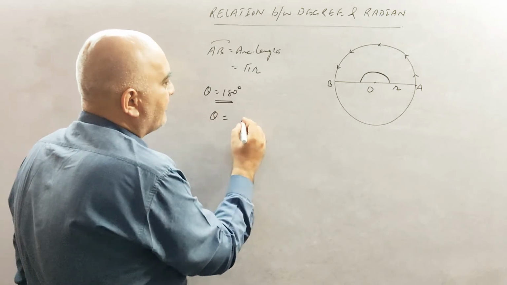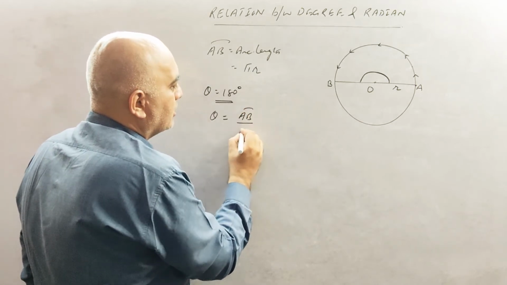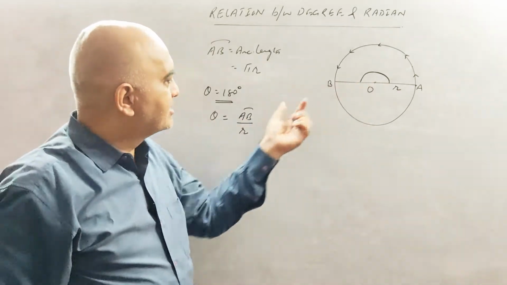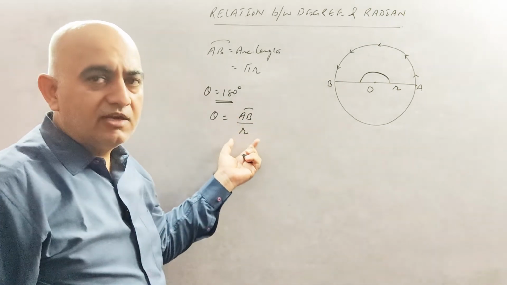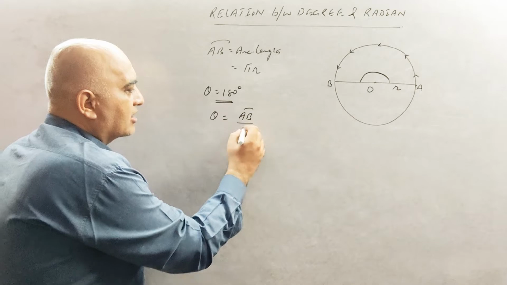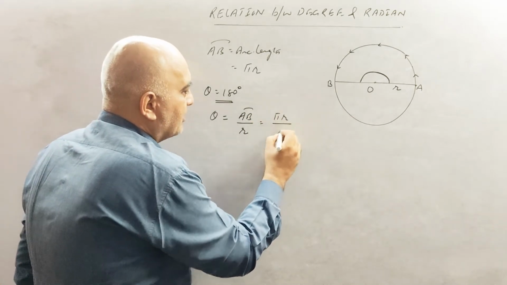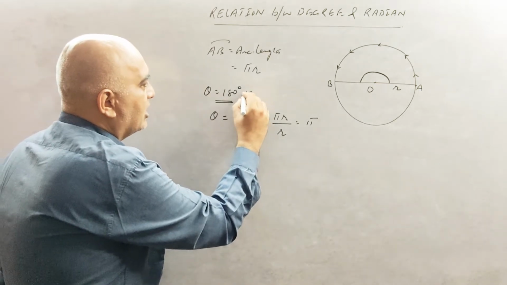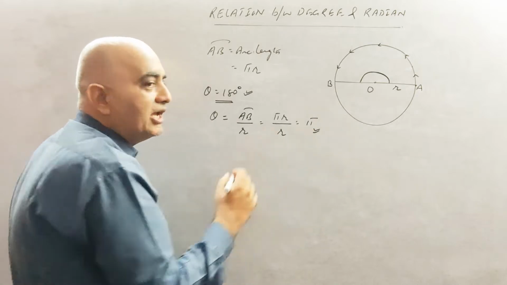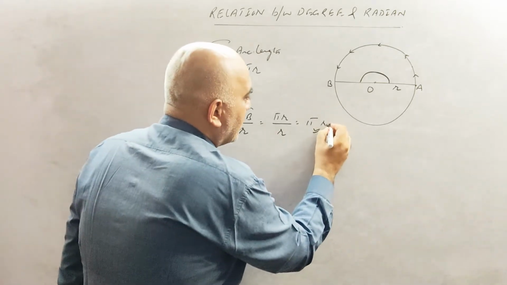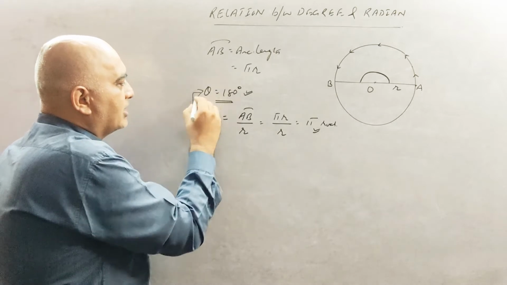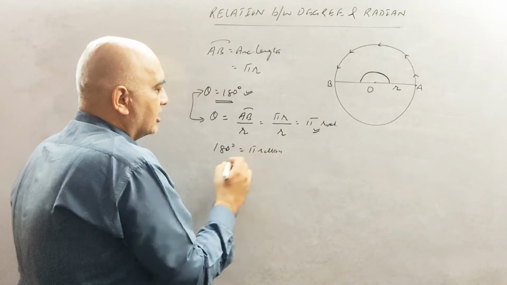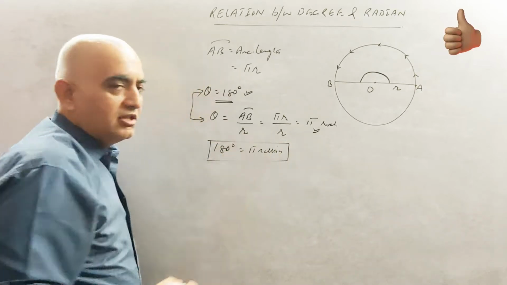And this theta is also defined as the arc length upon its radius. By using the definition of the radian, the central angle is given by the ratio of the arc length and the radius of the circle. So the arc AB divided by the radius, but the arc AB is given by pi r, so we can divide it and we obtain pi. And theta is equal to 180 degree in the degree system, and theta is equal to pi in the radian system, right? So from these two, we can say that 180 degree is equal to pi radian, and it is a relation between the degree and the radian.